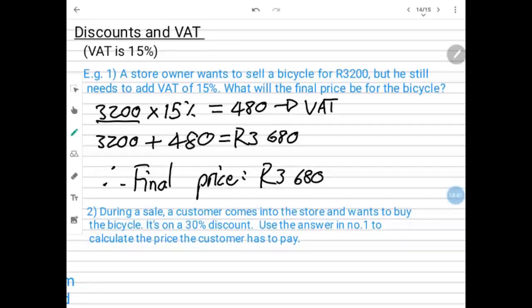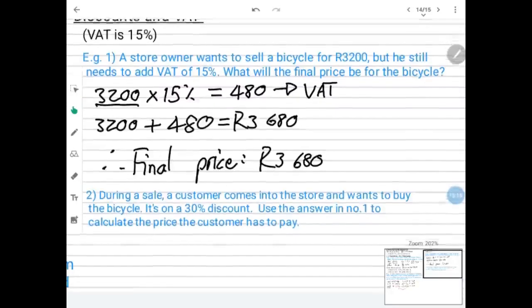Now let's take this question further. The store owner has a sale in the store. During the sale, a customer comes into the store and wants to buy the bicycle. So now it's on a 30% discount, because there's a sale. Now we have to use the answer in number 1, that answer, 3,680, to calculate the final price that the customer has to pay.